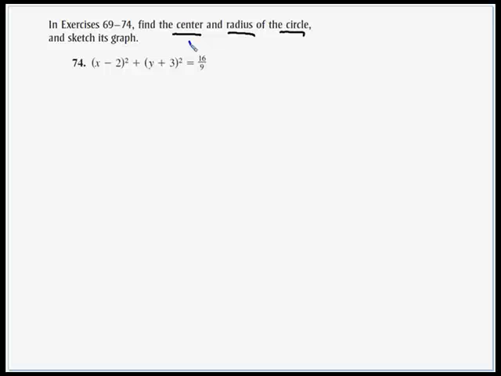To find the center of the circle, remember it's x minus h and y minus k. So just look at these numbers. I tell students that the center of a circle is going to be a point, an (x, y) coordinate. When I look at this, I tell students to look at the sign and switch it. If this is a minus 2, you bring down a plus 2. If this is a plus 3, you bring down a minus 3. That is the center of the circle.